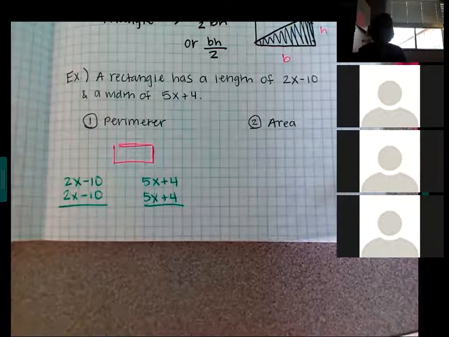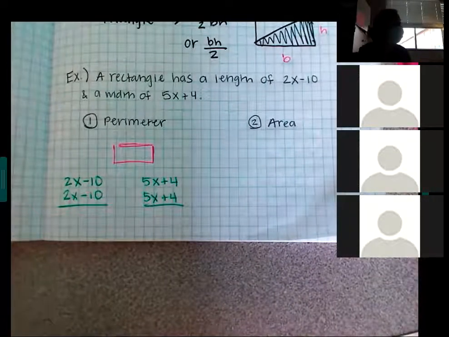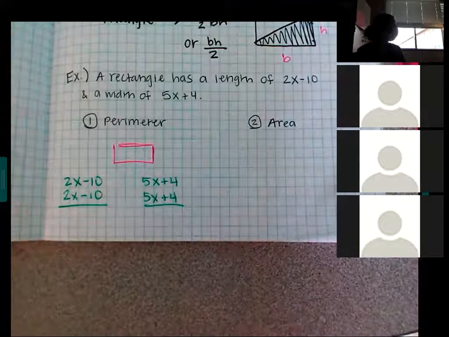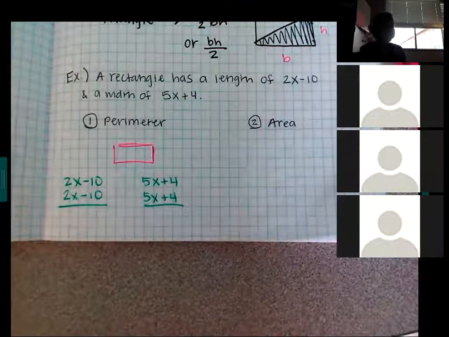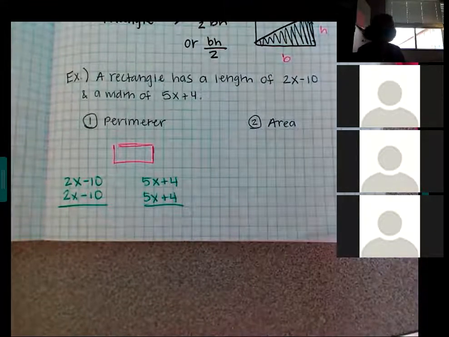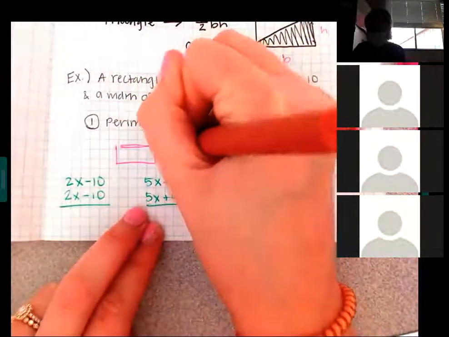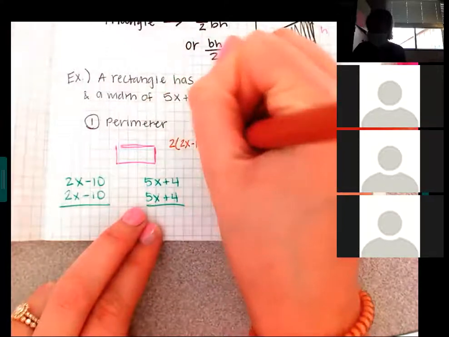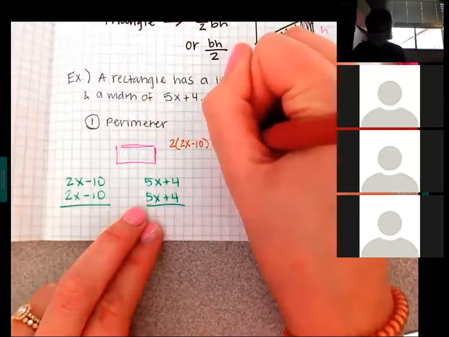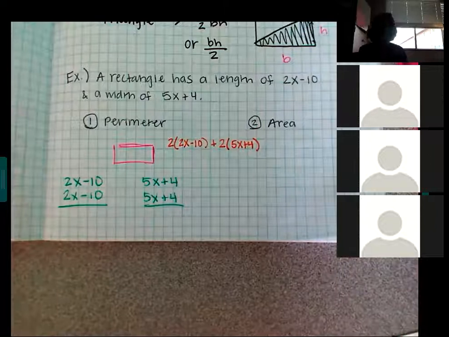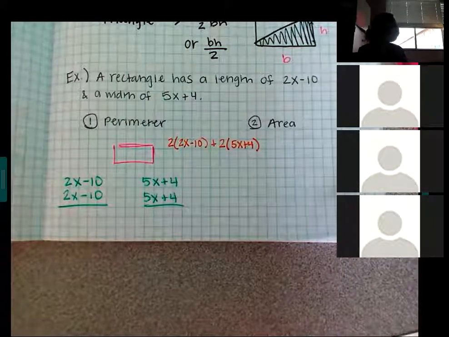Is everybody okay with that? Before we actually add it, can I show you another way? How many lengths did y'all say we had? 2 lengths, and how many widths? 2. So look, you could also do 2 times the length plus 2 times the width, and you'll get the same thing. Do it whichever way makes sense to you.